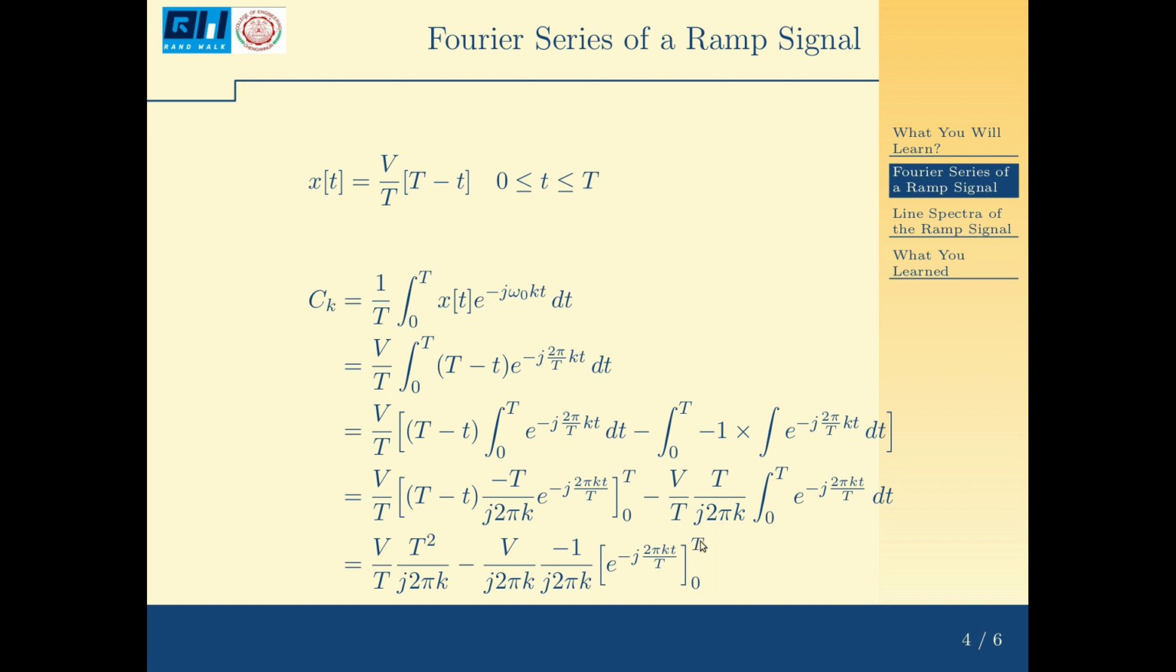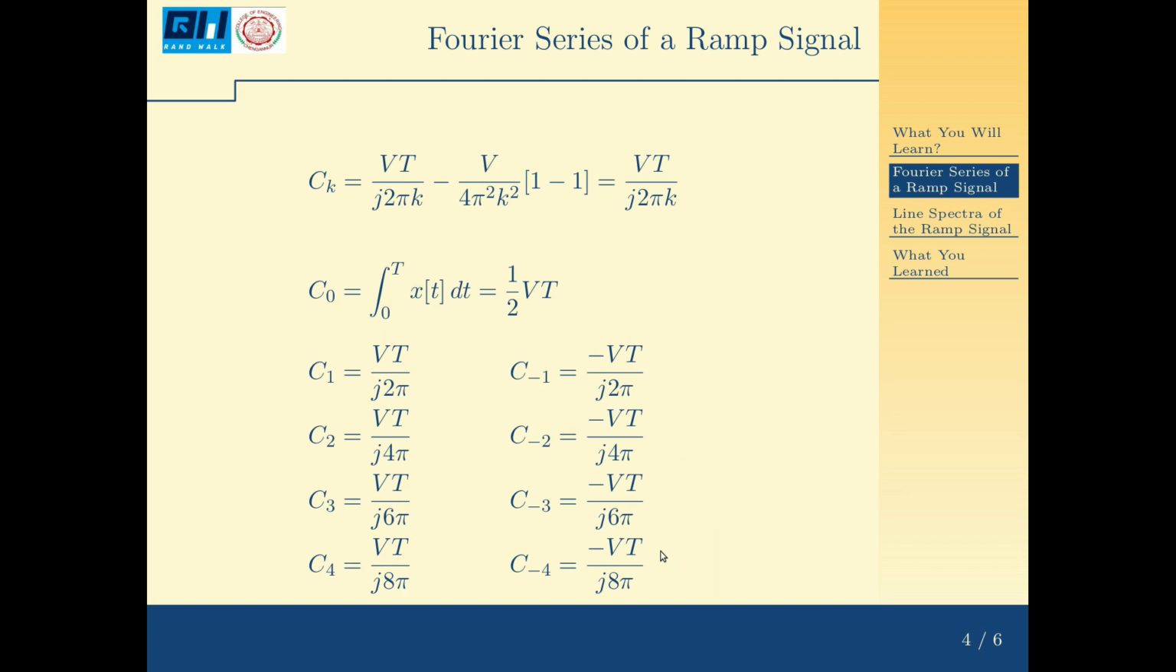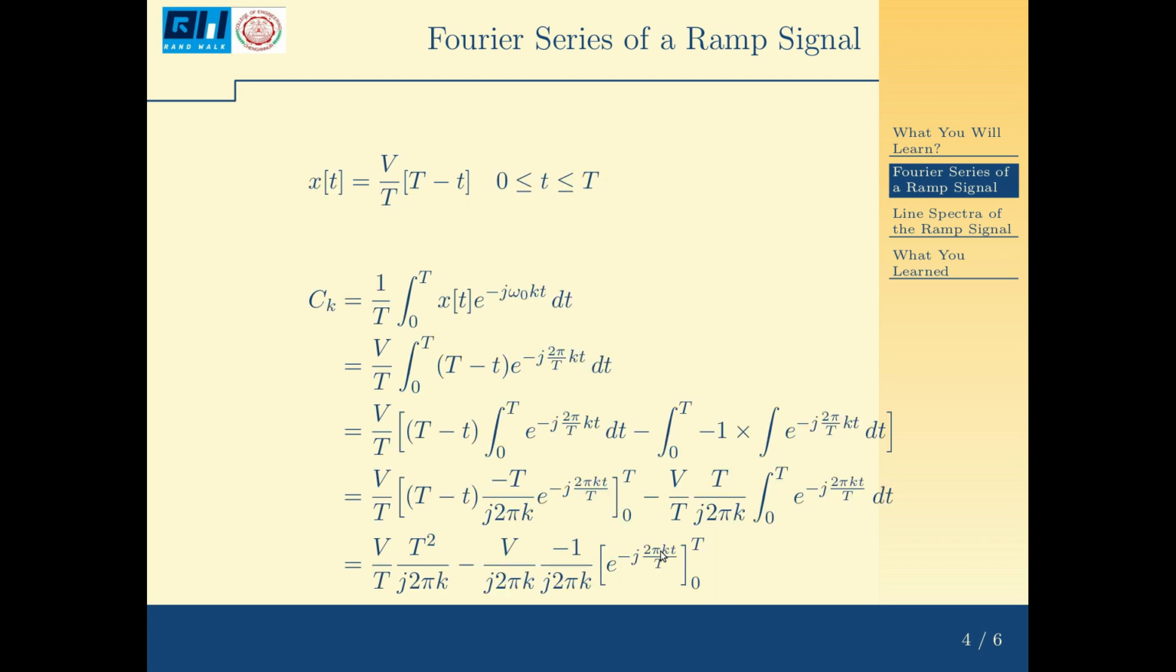When I apply the upper limit, it will be e raised to minus j2πk, and applying the lower limit, it's e raised to 0, that's a 1. So both upper limit and lower limit are 1, because it is e raised to minus j2πk, and k is an integer, so e raised to minus j2πk is cos 2πk plus j sin 2πk, that's always 1. So upper limit is 1 and lower limit is also 1, so this second term simply vanishes.